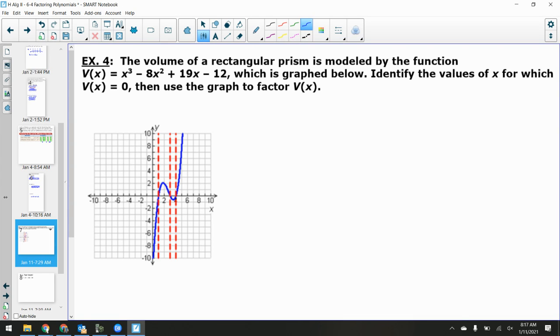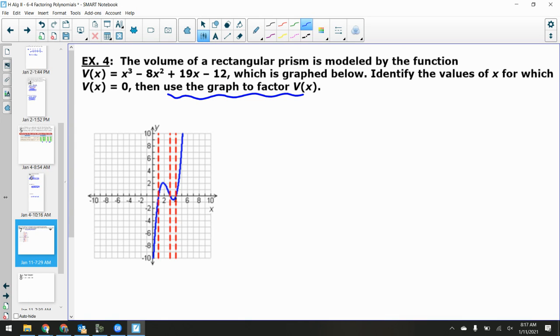Now, it's graphed below, and you see that on your page there too. Identify the values of x for which v of x would equal 0. Then use the graph to factor. That's an interesting phrase. Use the graph to factor. We haven't really used graphs to factor, have we? Okay, so what does that mean?